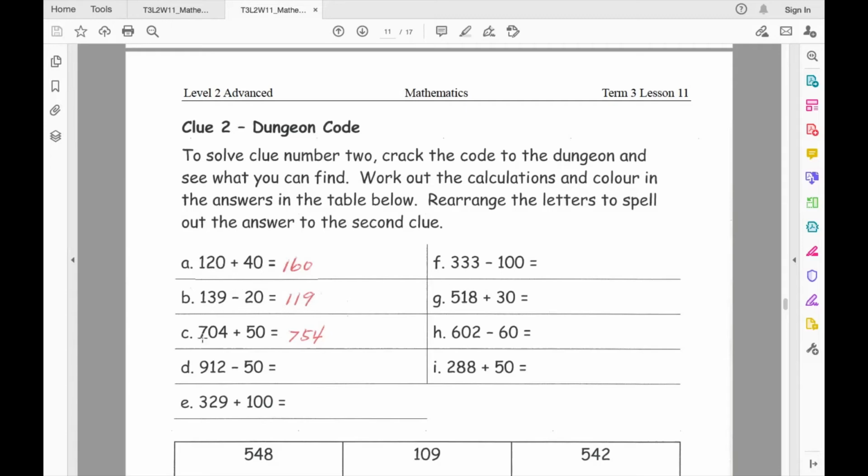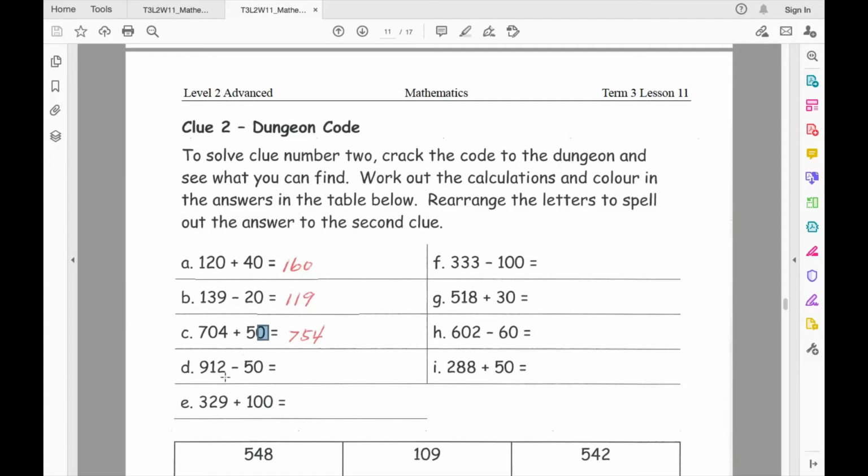Now C, 704 plus 50. This one is pretty easy. All we have to do is add this 50 in the middle of 704. So we write a 5 in the middle there. And we're adding 0 at the end to 4. So 0 plus 4 is what? It's 4. So we leave the 4 there, and we leave the 7 in front, and we get 754. So that's how to do these questions.